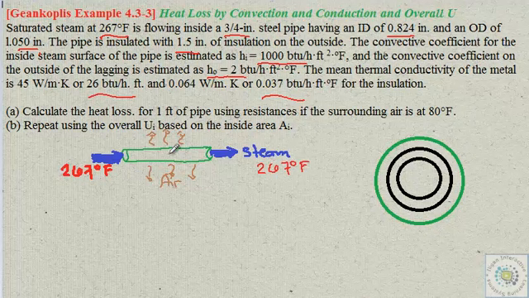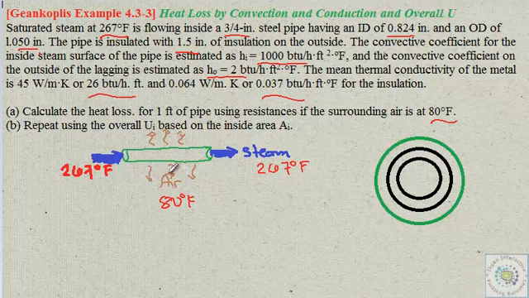Since it's hot, heat will be transferred from the steam through the pipe wall, through the lagging, and into the air, which is quite cold, at only 80 degrees Fahrenheit. If you ask why the steam's temperature is constant even though it's releasing heat to the air, well, there will be only a change of phase: steam will become liquid water, still at 267 degrees Fahrenheit.